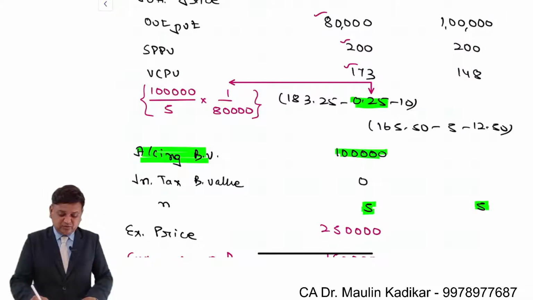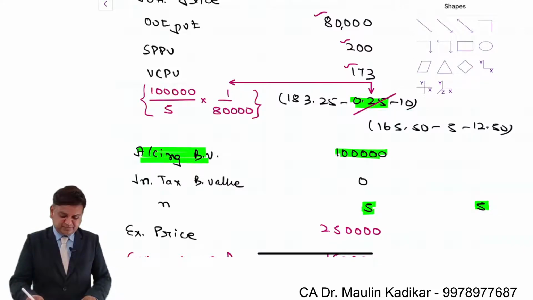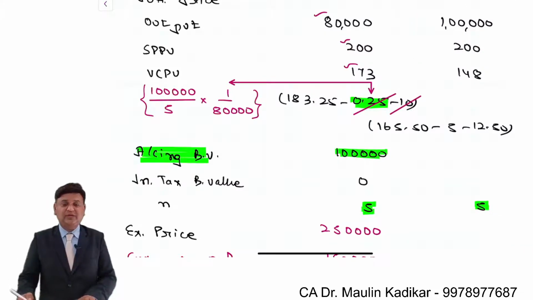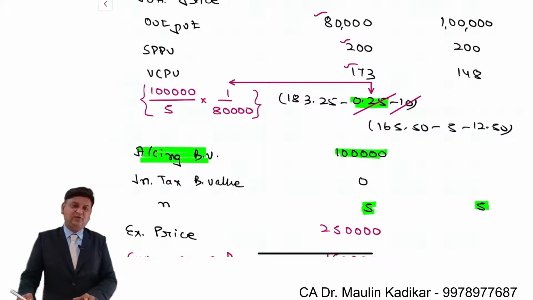We are concerned only and only with the cash. Any allocation, absorption, charge or recovery of overhead is irrelevant. So variable cost is 173 into 80,000. There are no other expenses actually. So we'll get the PBT, PAT, and PAT itself is the cash flow.